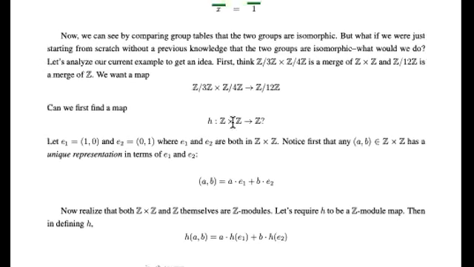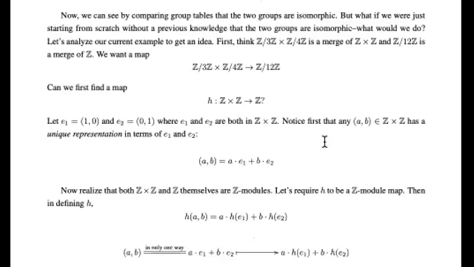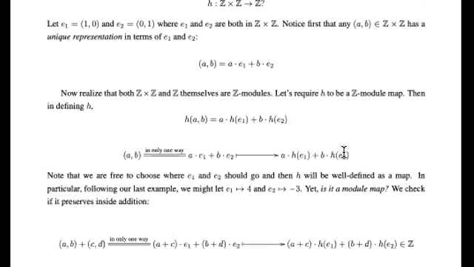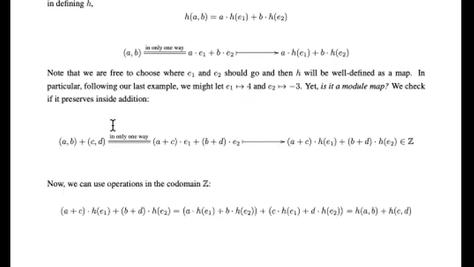So it's fairly easy. Let's call these standard basis elements. If we have the images of the standard basis elements, E1 and E2, that's enough to make a module map, because we're free. In fact, we're free to choose where E1 and E2 should go, and then H will be well defined not only as a map, in particular, it'll be well defined as a Z module map in this case. There are some checks here to make sure that it will be, and you can take a look at that.